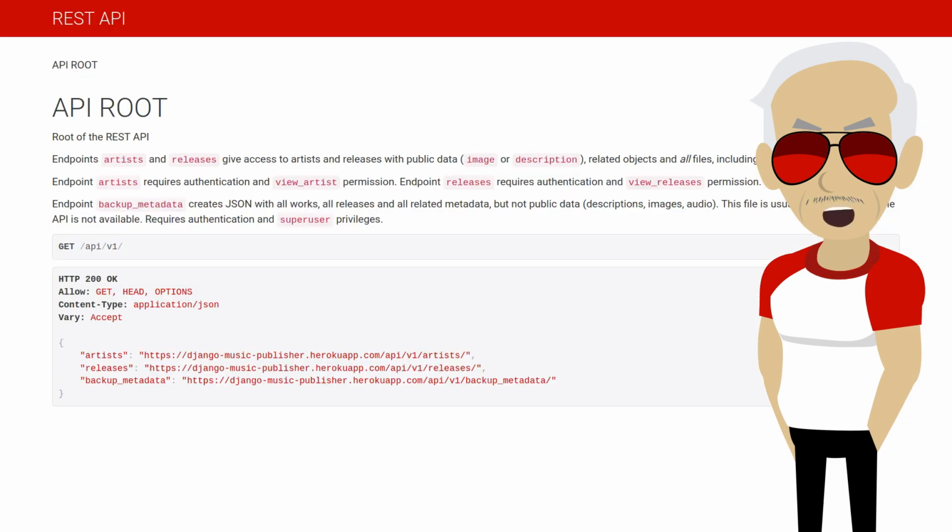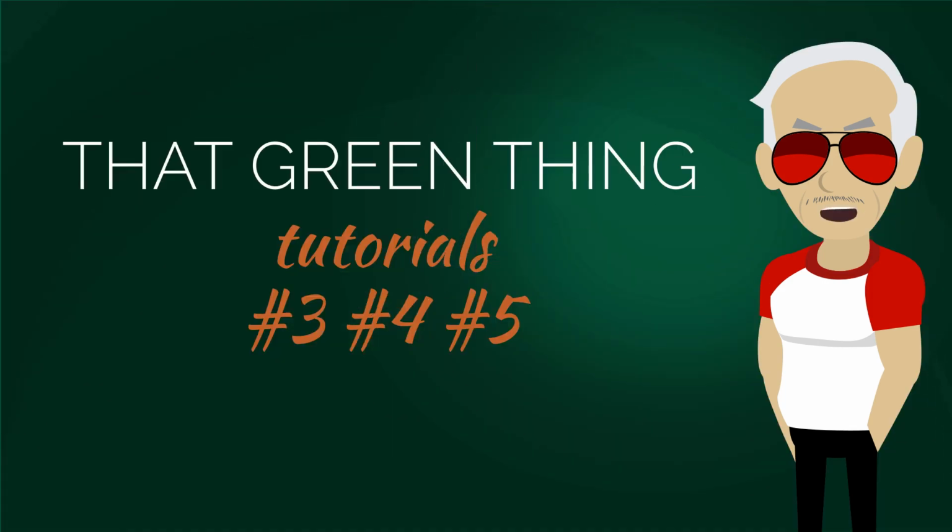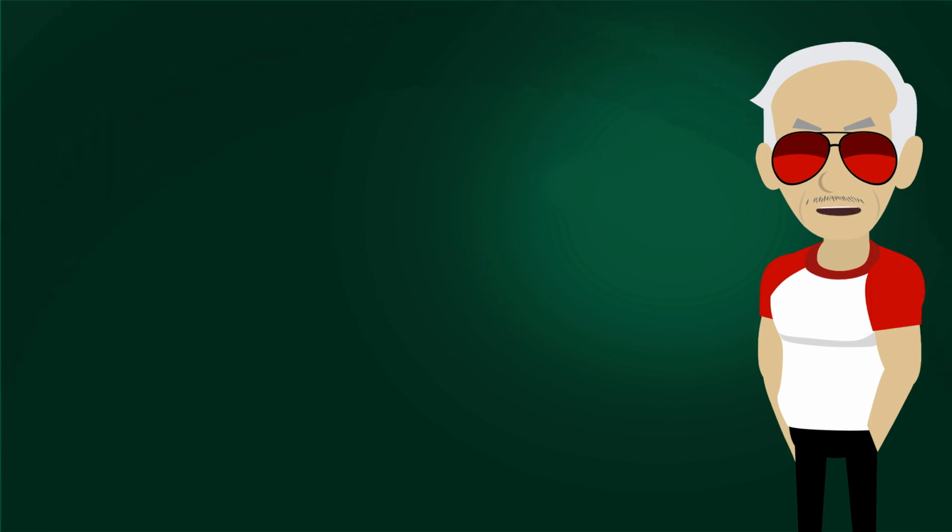This is where JSON, a very popular format for data exchange between different systems, comes in. And there is a backup metadata endpoint, for those interested in using RESTful API. If you want to know more, you can have a look at TGT Tutorials 3, 4 and 5. TGT is a DMP's large commercial sibling with far more features. But, most of the content is applicable to DMP as well.